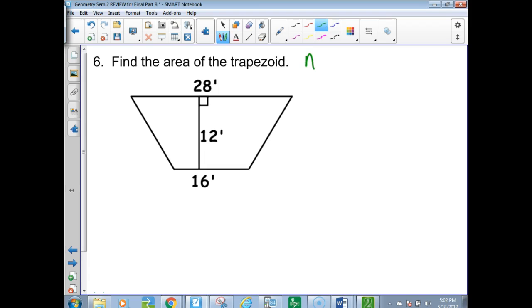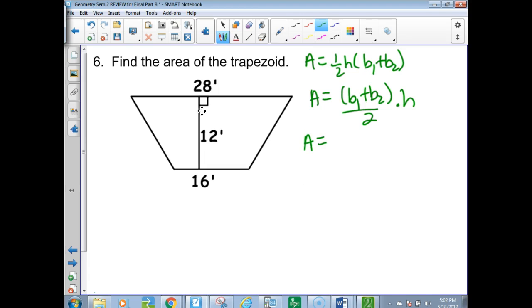Area of a trapezoid formula is on your formula sheet for the final. It says area of a trapezoid is equal to 1/2 the height times the sum of the bases. If you would prefer, we went about it this way. We said, let's add our bases and divide that by 2 and then multiply by the height. So either formula can be used, whatever you prefer.